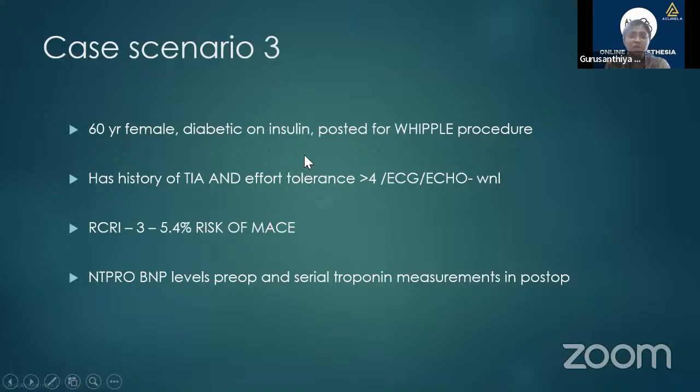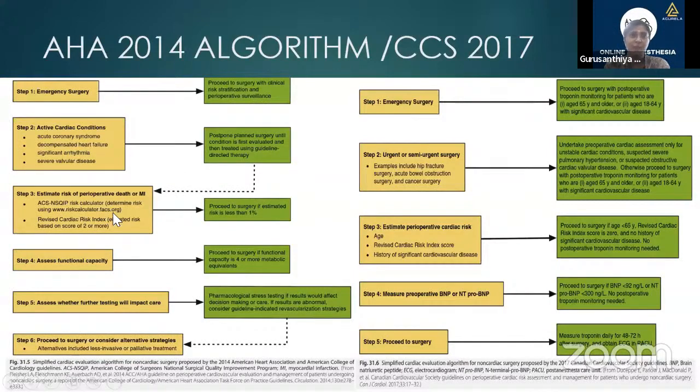Suppose this patient's effort tolerance is not known, or the patient has an OA knee and is not able to do exercise, then we would have subjected this patient to stress testing. So this is the AHA guideline and this is the Canadian guideline.